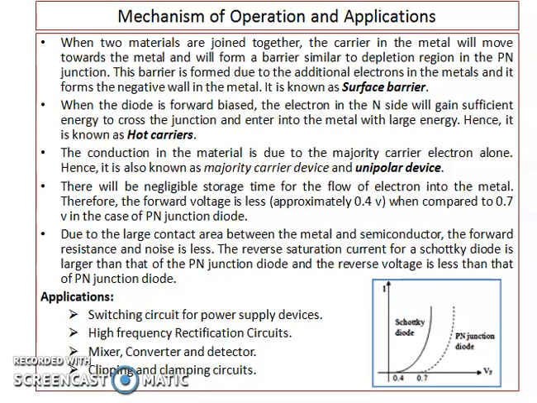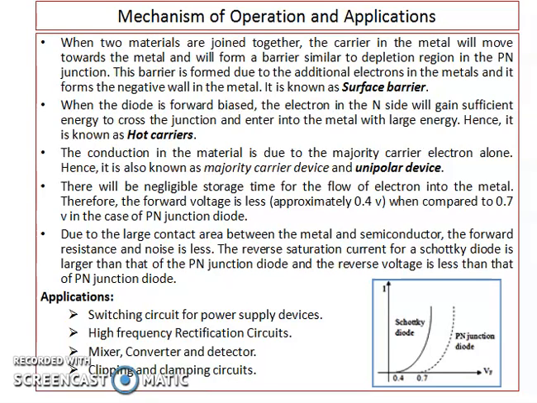When the two materials are joined together, the carriers in the semiconductor will move towards the metal and form a barrier similar to the depletion region that is formed in the PN junction diode. This barrier is formed due to the additional electrons in the metal, which form a negative wall in the metal. So it is known as a surface barrier. That is, on the surface of the metal, a large number of electrons are deposited and create a wall-like structure in the metal.